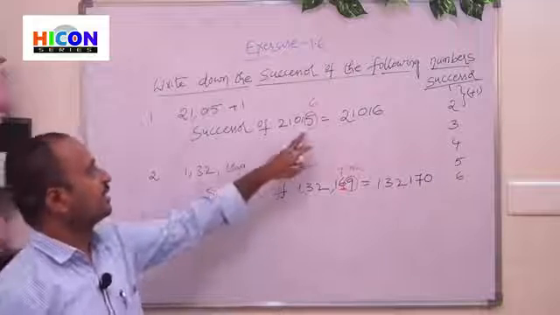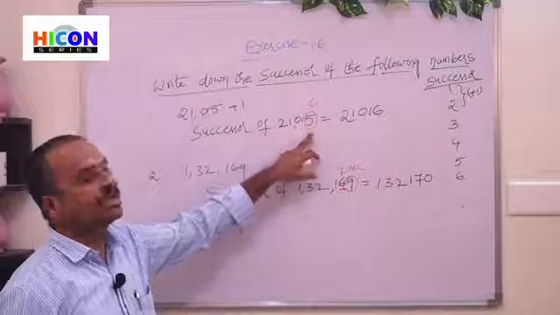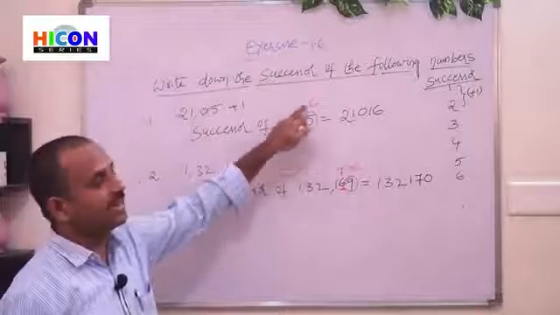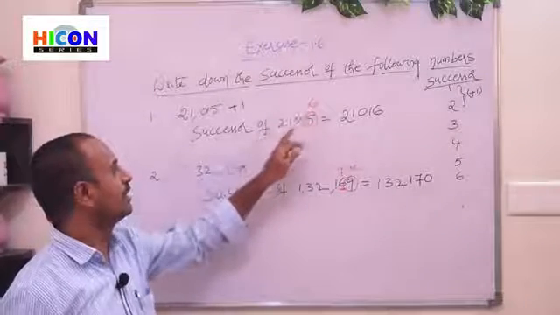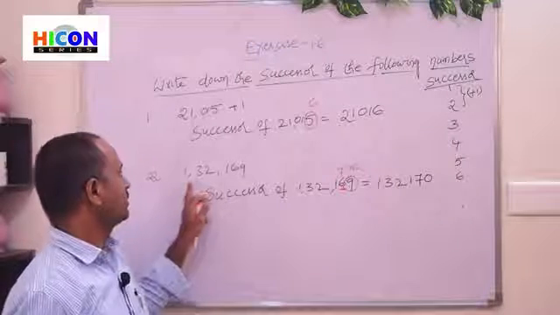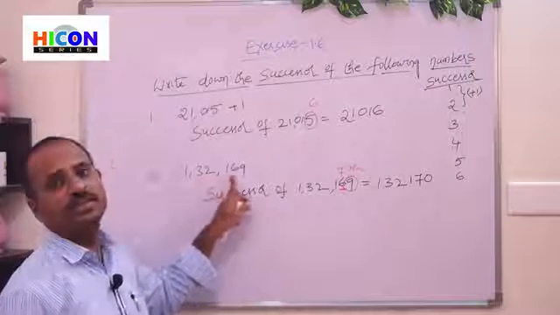Just increase the digit present in the ones place. Here 5 is present in the ones place. After 5 we will get 6. So the successor becomes 21,016. In this way, the successor of 1,32,169.